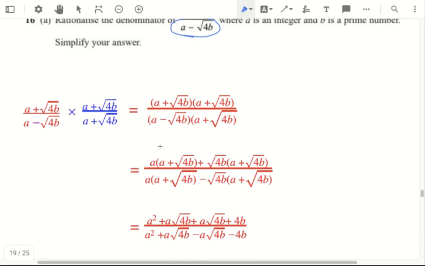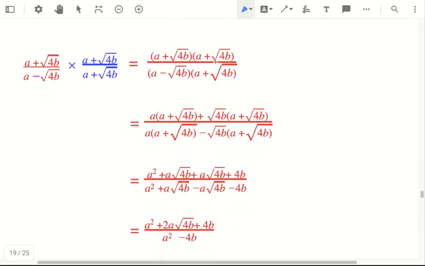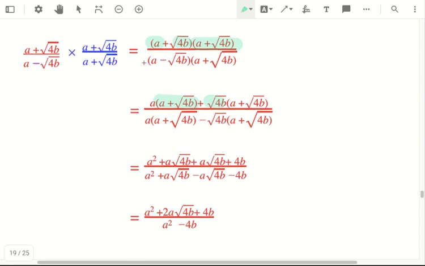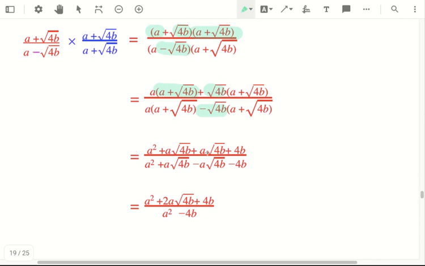Let's just look at the workings for now. When you multiply it, it becomes like this, correct? So be really slow and careful. What we do is a multiplied by a plus square root 4b, and then square root 4b multiplied by a plus square root 4b. Similarly, a plus square root 4b minus square root 4b, a plus square root 4b. Simple expansion. We get this.